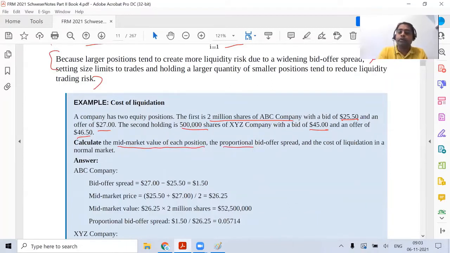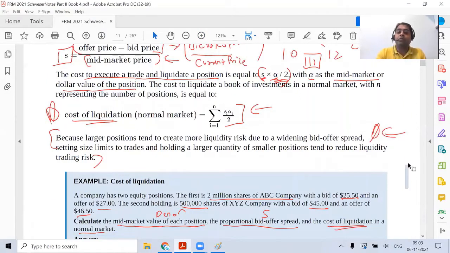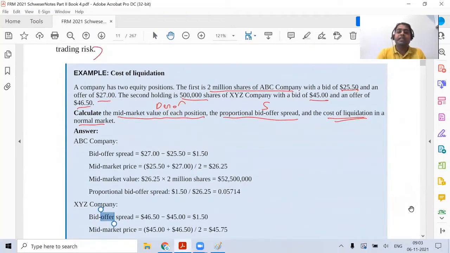The proportional bid offer spread, this is S, right? This was the denominator, and the cost of liquidation in the normal market. Now they have used a proper word, normal market. Why? Because there might be a situation in an abnormal market, where you might not be able to sell as fast as in a normal market because of the liquidity crisis or liquidity issue. That is why they are explicitly highlighting that we are only talking about a normal market.